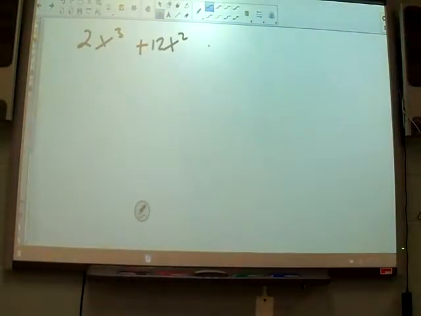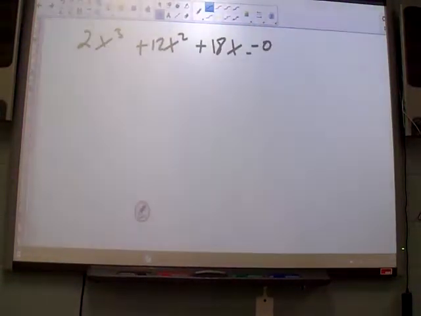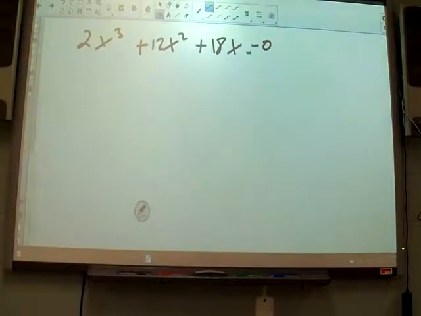Alright, let's look at 2x cubed plus 12x squared plus 18x is equal to 0. And our directions all period today are going to say solve unless I tell you otherwise.